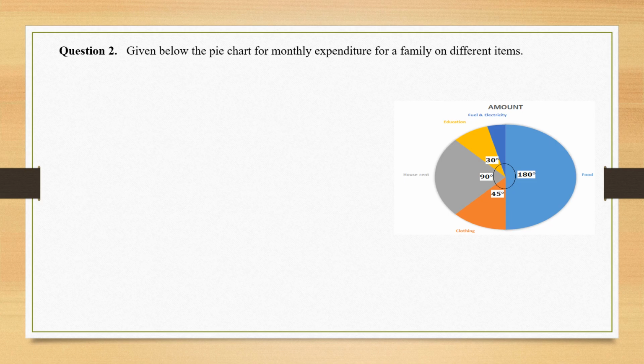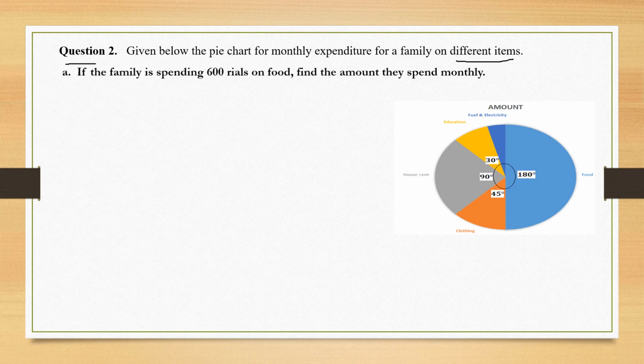Now my dear student, for the next question, question number 2 for pie graph. Given below is the pie chart for monthly expenditure of a family on different items. In the first question, if the family is spending 600 reals on food, find the total amount. We need to find out the total amount, as in the previous slide.